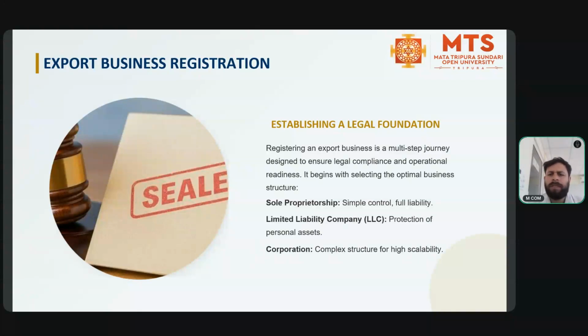Registering an export business is a multi-step journey designed to ensure legal compliance and operational readiness. It begins with selecting the optimal business structure, like what your business is: sole proprietorship, partnership, limited liability, corporation, or a large corporate body. The choice depends on the seller.